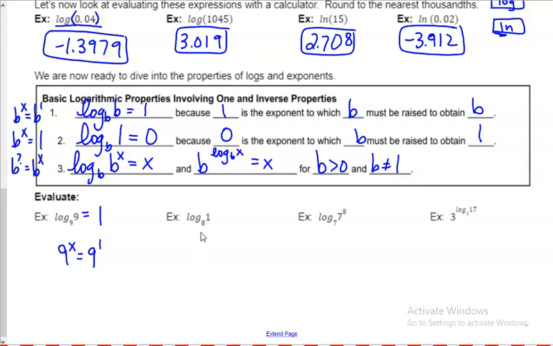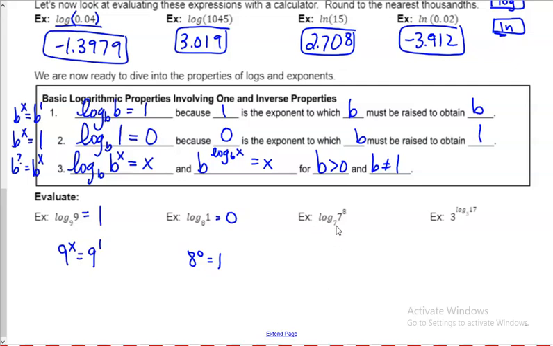What about this one? 8 to what power is 1? Well, that's in this situation, which tells me I have any base with 1 here as my expression. That is going to equal 0. Why? Because 8 to the 0 equals 1. Anything to the 0 power equals 1.